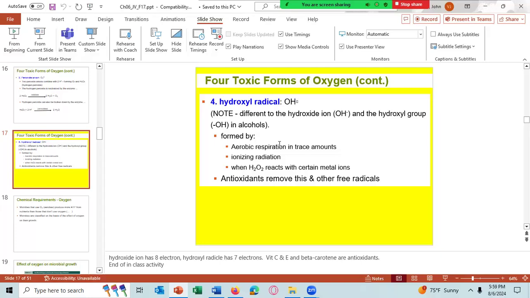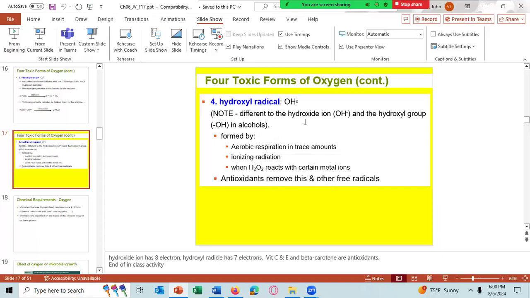Hydroxyl radicals are made by aerobic respiration in trace amounts. It can be made by ionizing radiation, or when hydrogen peroxide reacts with a certain metal ion, it can produce a hydroxyl radical. Our cells have antioxidants to remove hydroxyl radicals and other free radicals.